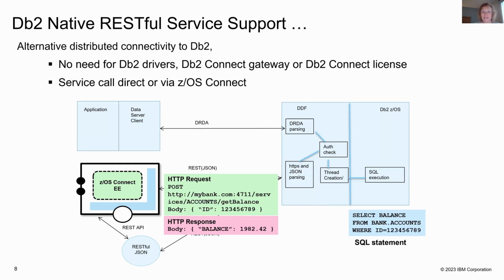You can have service calls directly to Db2, so it would connect to DDF, or the API could connect to z/OS Connect, and z/OS Connect then would talk to DDF and pass through the API requests. And z/OS Connect can do some additional mapping, and it also has the OpenAPI support, which Db2 doesn't have. So there are real values in using z/OS Connect in the middle.